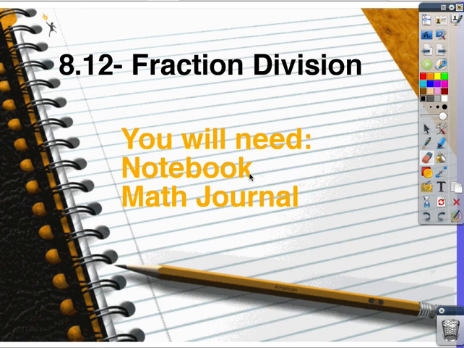Working on dividing fractions. I'm going to teach you two different ways. Both will give you the correct answer when dividing fractions. One way, you will need to get a common denominator. The second way, you're going to use your multiplication skills.